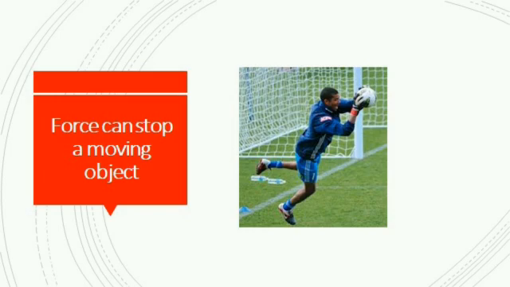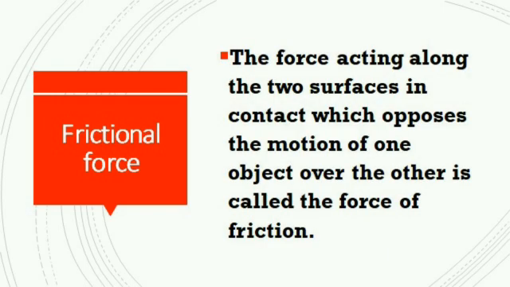In the game of football, the goalkeeper applies some force to stop the moving ball. But here, a ball automatically stops on its own after covering some distance. Why? Because you are not applying any force. You cannot see any external force which is applied to stop the ball, but the ball gradually stops. Why? This is due to the frictional force. Then what do you mean by frictional force?